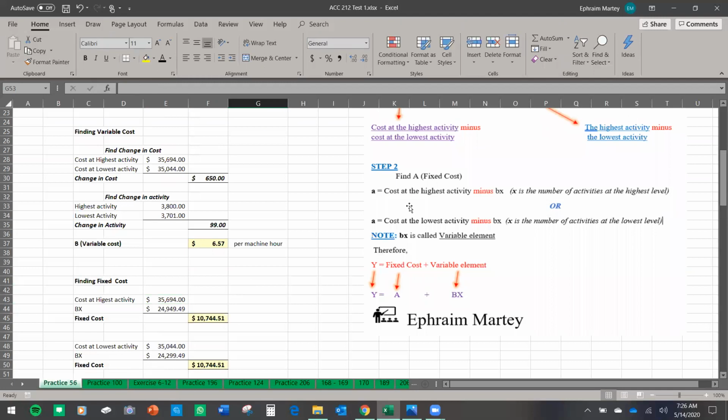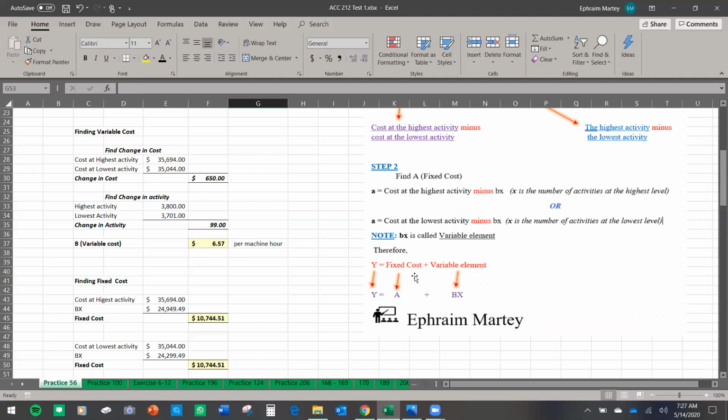So you can use the cost at the highest activity, or you can use the cost at the lowest activity. But remember, if you use the cost at the highest activity, the number of activities should come from the highest level. If you use the cost at the lowest activity, the number of activities should come from the lowest level. I made this note so simple so you can understand.